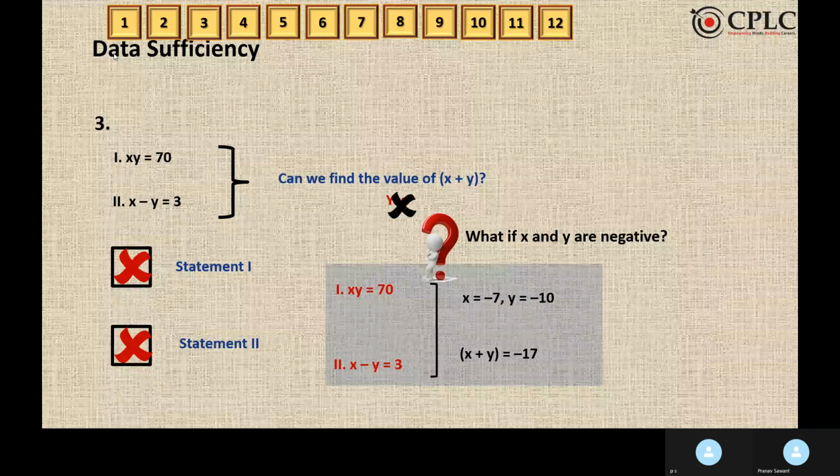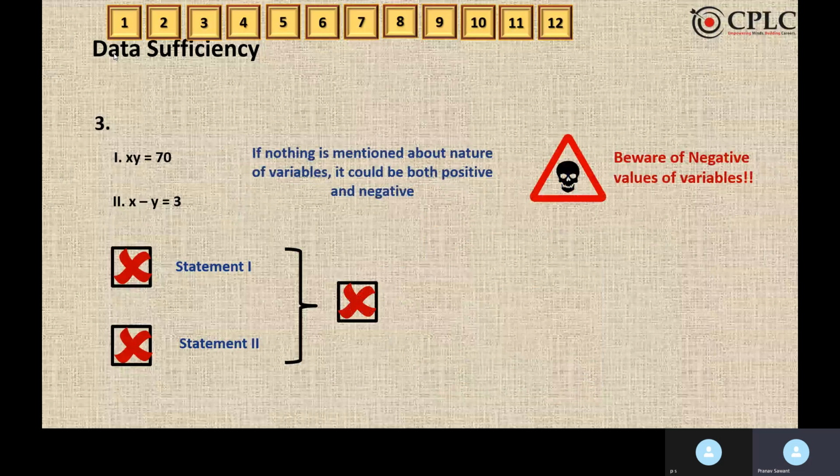Hence, you have to be aware of negative variables. If nothing is mentioned about the nature of variables, it could be both positive and negative. As you can see in the question, nothing was mentioned. Hence, they can be negative or positive. So option 5 is the answer.